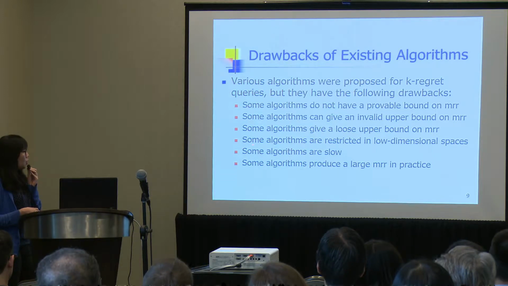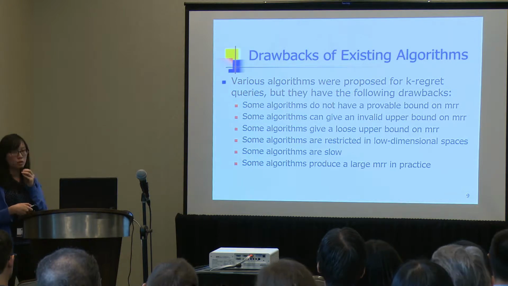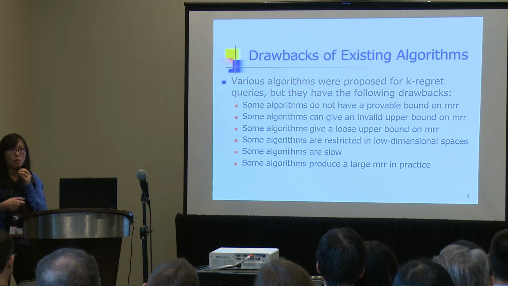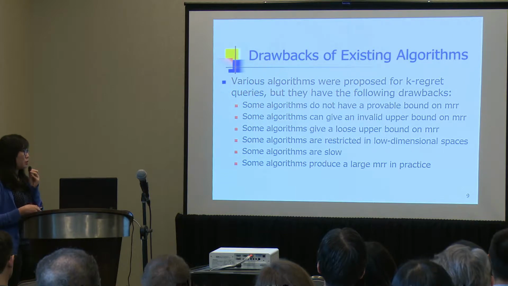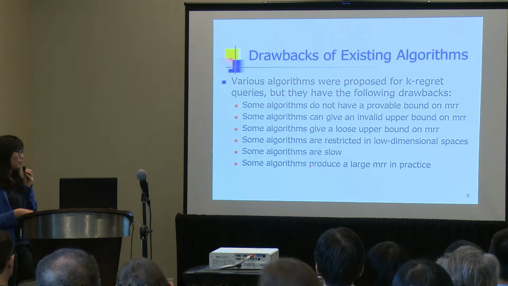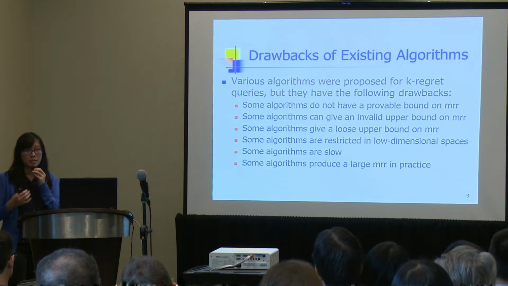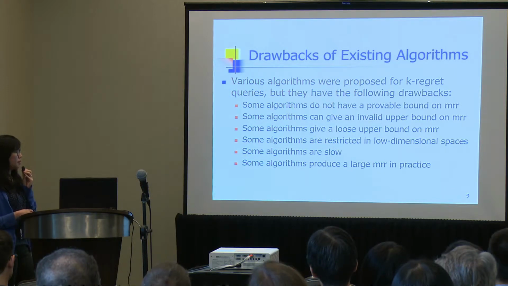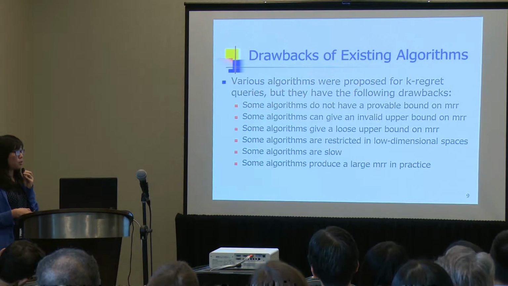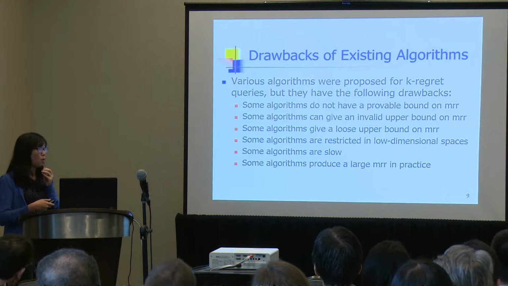And some other algorithms put some restrictions. For example, they are only executable on some low-dimensional space, such as two-dimensional space, which means that each tuple is associated with only two attributes. It cannot be described by more attributes. And some algorithms are not that efficient. They are very sensitive to the dimensionality, which is the number of attributes that describe these tuples. Also, the empirical performance of some existing procedures is not that good. They produce a very large maximum regret ratio, which means that the solution set is of poor quality.